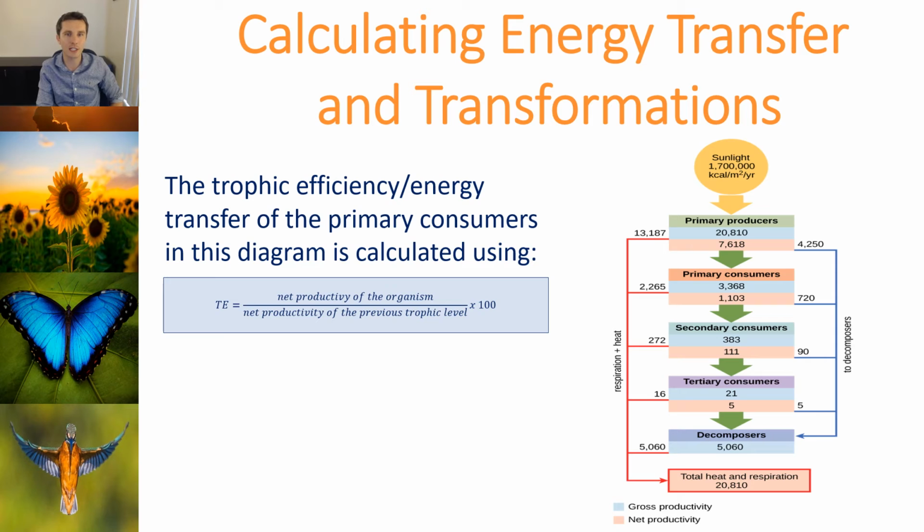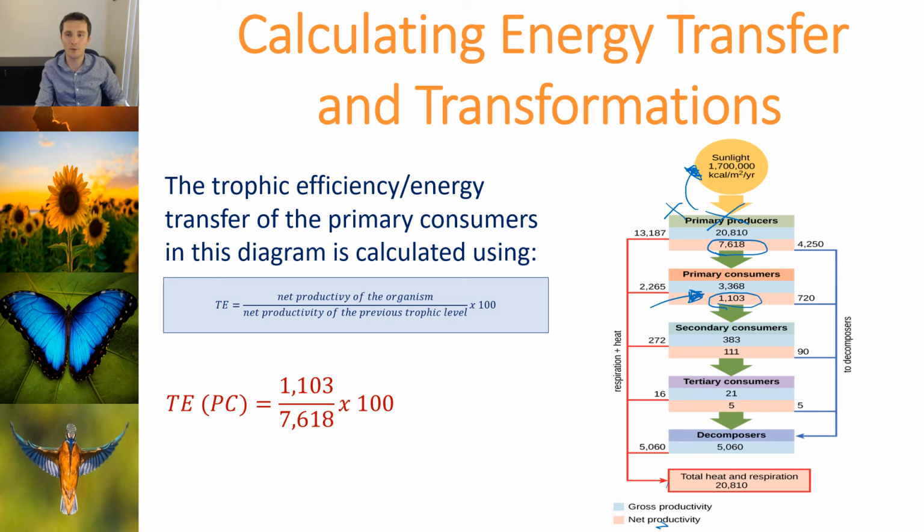So the trophic efficiency or energy transfer of the primary consumers in this diagram is going to be calculated using this formula. So we have our primary consumers. Now this is net productivity and this is gross productivity. Remember, we are looking at net productivity, and then the net productivity of the previous trophic level. So to look at primary consumers, I find the net productivity of them, and I'm going to divide it by the net productivity of the previous trophic level, the one that's just there. Remember, I can't do that for the producers because there is not a trophic level that exists before them. So I will not be calculating producer transfer efficiency at all.